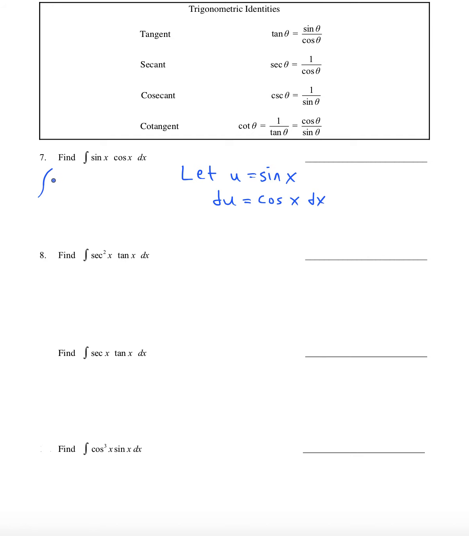Now I can replace this with u, cosine x dx, and I'll plug in the du for cos x dx. This will give us u squared over 2 plus c. And by plugging the sine x back in, we get 1/2 sine squared x plus c.